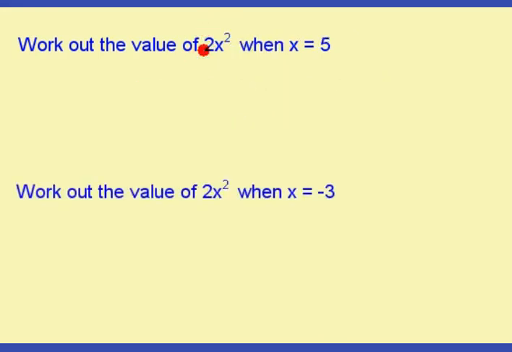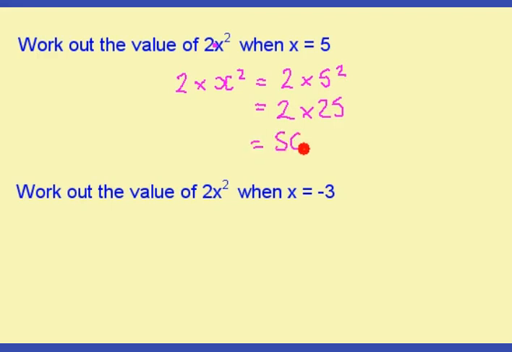In this question, we're told that x is 5 and we need to work out the value of 2x squared. We've got an invisible times sign here. So 2x squared means 2 times x squared. X is 5, so we're doing 2 times 5 squared. 5 squared is 25, and 2 times 25 is 50.